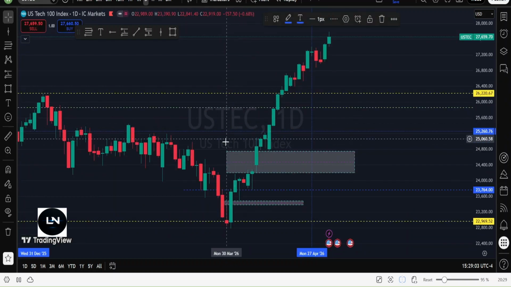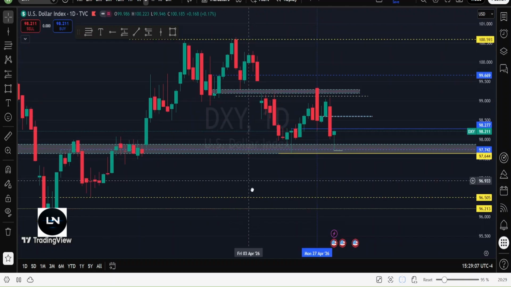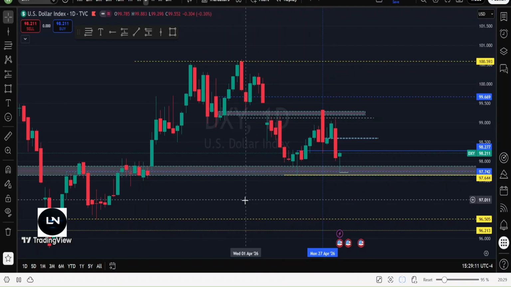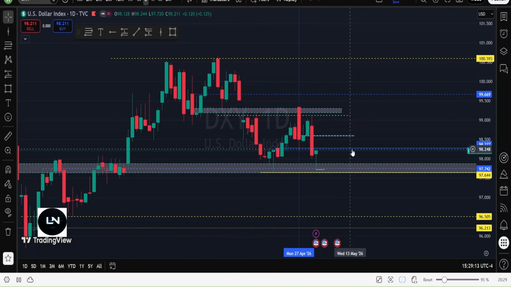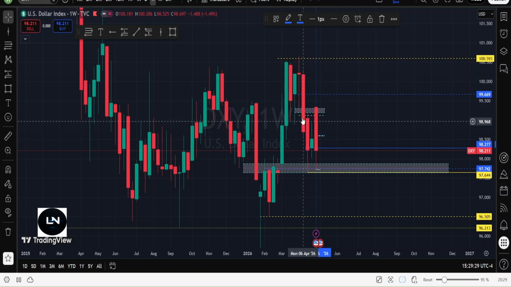Then remember we use the dollar index as our guide to see exactly what we are looking at. On the dollar index, this area was mapped out as an order block. We wanted to see price respond to this area for us to take a trade in our Nasdaq at the same time. And we wanted to see price also respond to this level that we mapped out, which happens to be a fair value gap on the weekly.